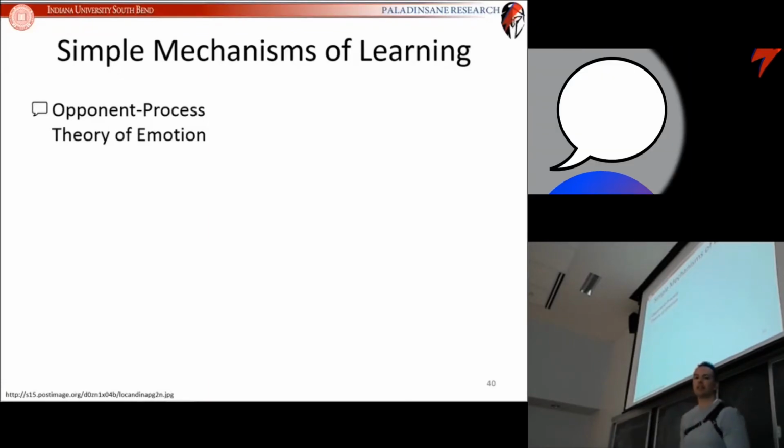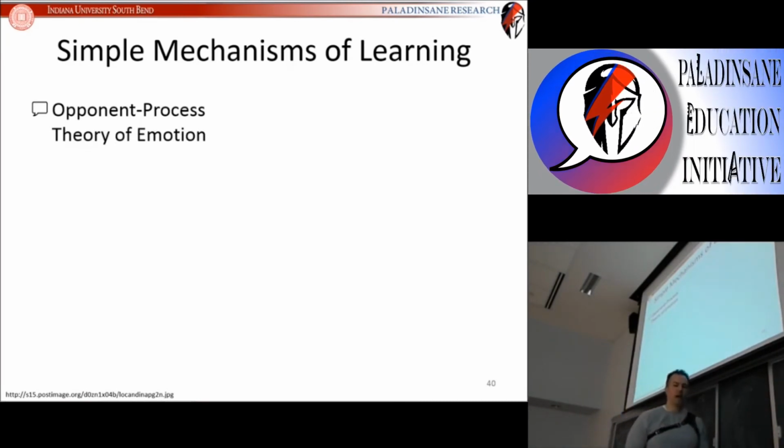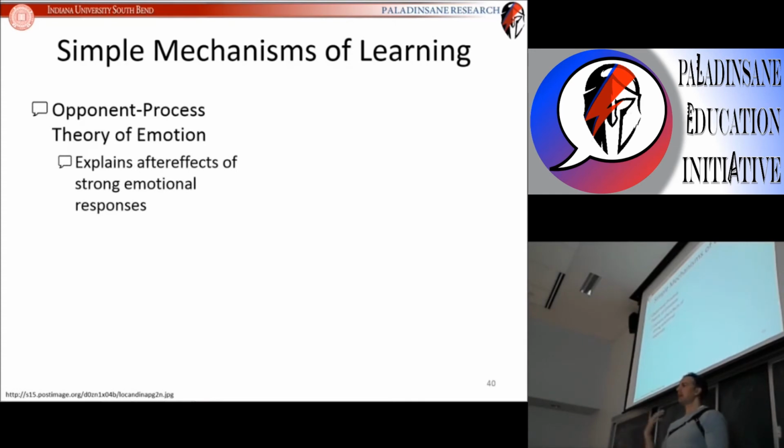So the last thing we're going to cover today is the opponent process theory of emotion. And this was a theory of emotion that uses habituation-like processes and sensitization-like processes. That's why we're tackling it in the same class. But this was a theory that tried to explain the after effects of strong emotional responses. So it seemed that when you had a very strong emotional response, immediately afterwards, you would have an opposite emotion. You would feel very opposite to that particular response.